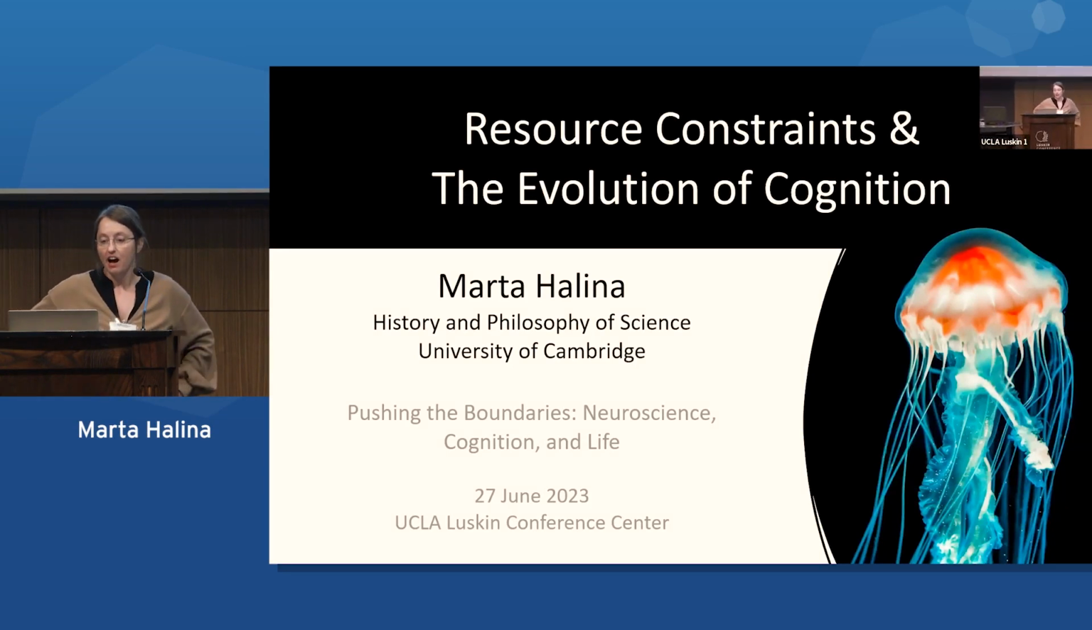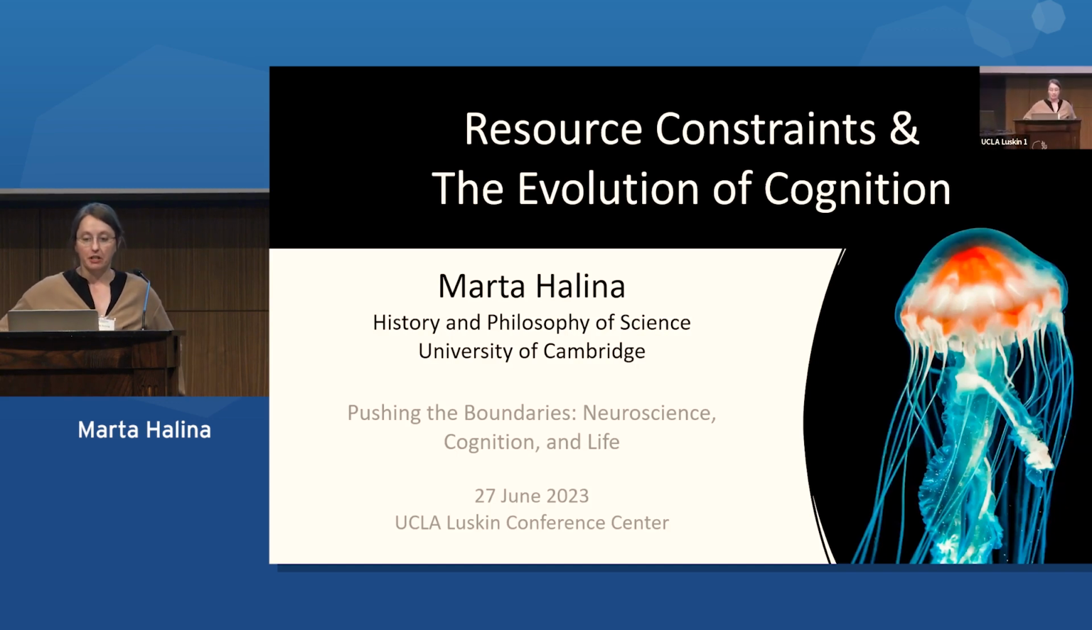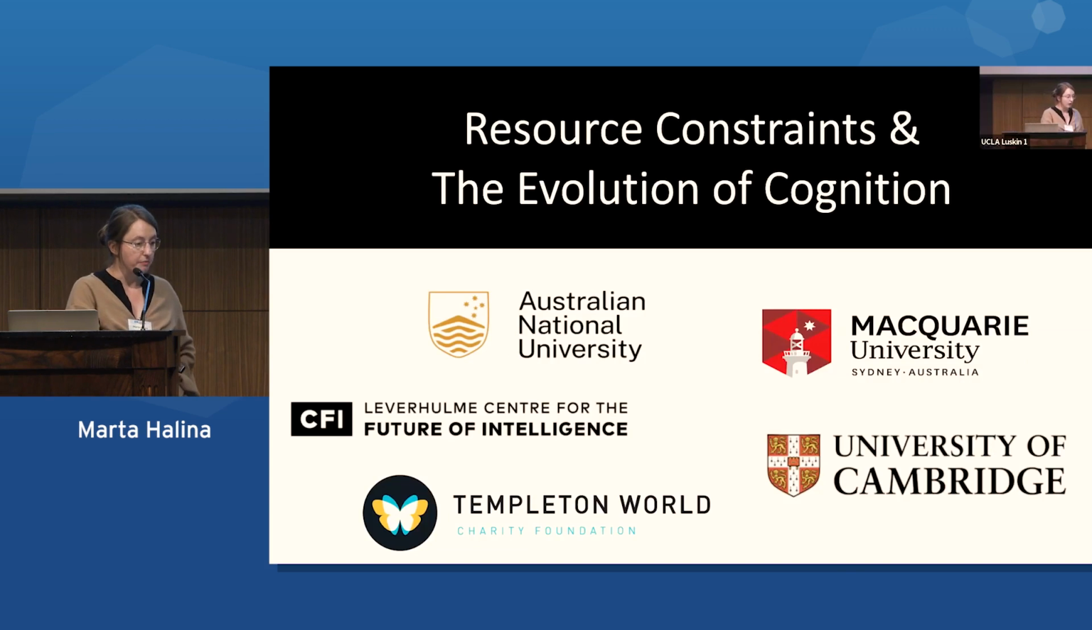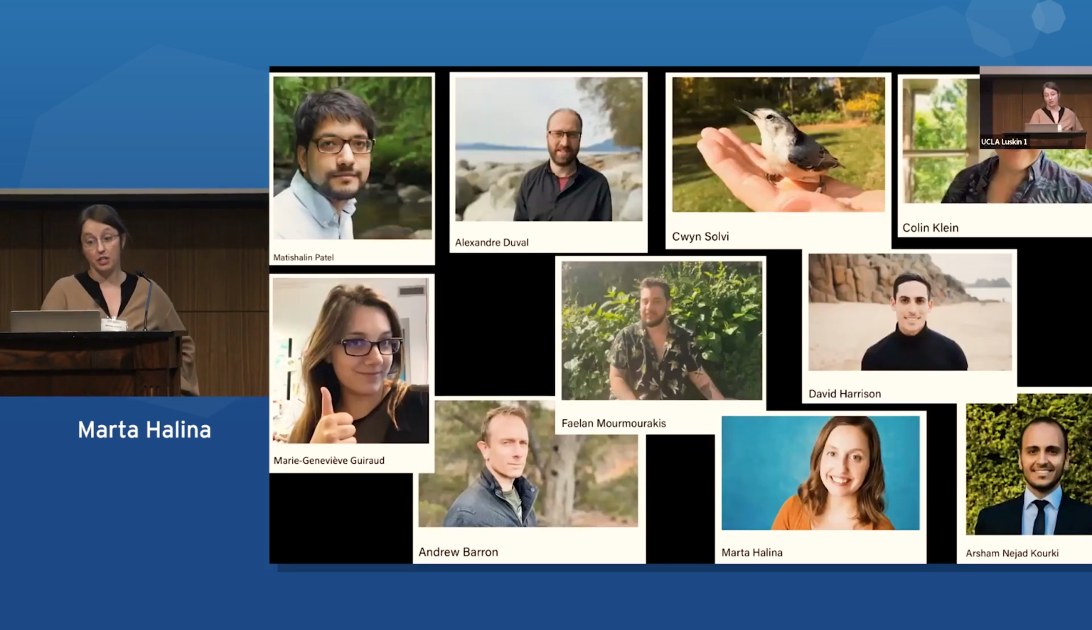So my topic today is major transitions in cognitive evolution and the role of resource constraints in major transitions. In 2020, I began a collaboration with the neuroethologist Andrew Barron, who works on bee cognition at Macquarie University, and Colin Klein, a philosopher at the Australian National University, on this project, Major Transitions in Cognition. And since 2020, our team has grown.